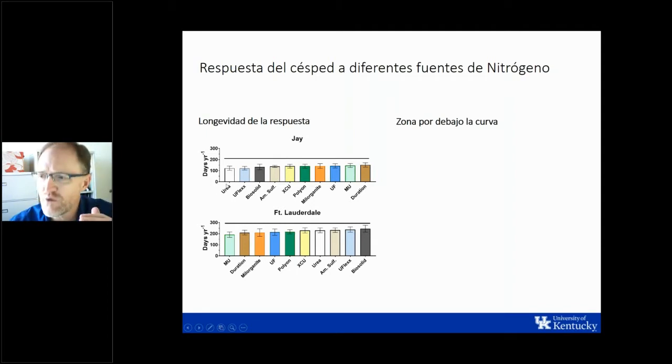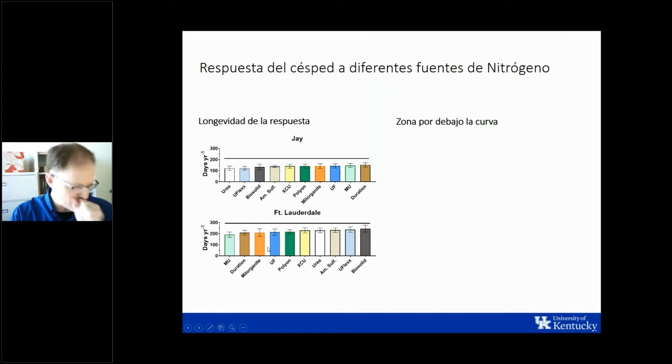So what we see is when we apply all these products and we add all those days together, we don't see any difference among these nitrogen sources, okay? They all result in acceptable turfgrass, whether we applied urea or polymer-coated urea, sulfur-coated urea. Regardless of the source, every source resulted in acceptable turfgrass for the same longevity in that location. And the same occurred in Fort Lauderdale.